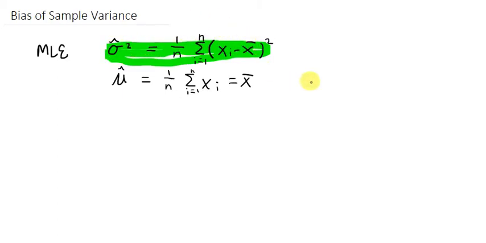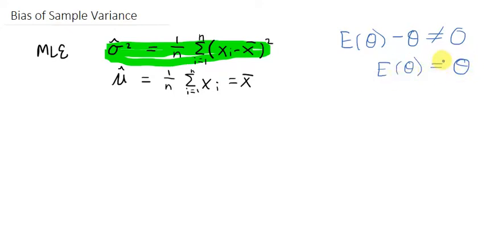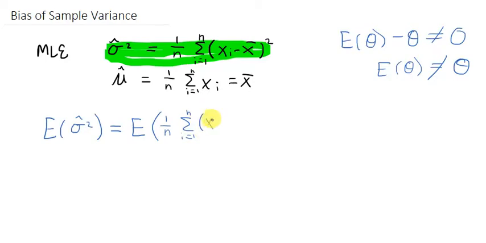Now what bias means is that the expected value of the estimator minus the estimator is not 0. Another way of saying that is that the expected value of the estimator and the estimator are not equal. So to do that, we just take the expected value of that estimator, which is the expected value of sigma squared, which is the expected value of 1 over n, sum i from 1 to n of xi minus x bar squared.